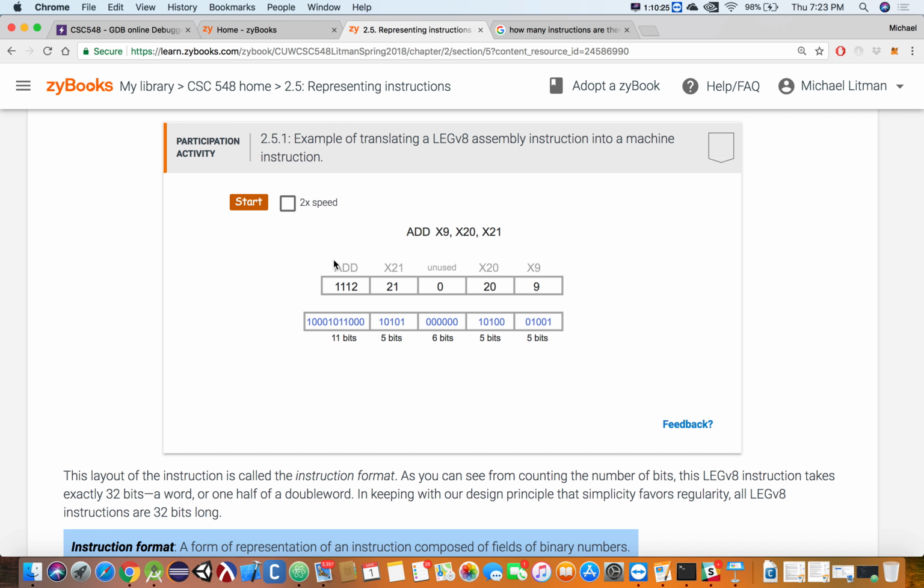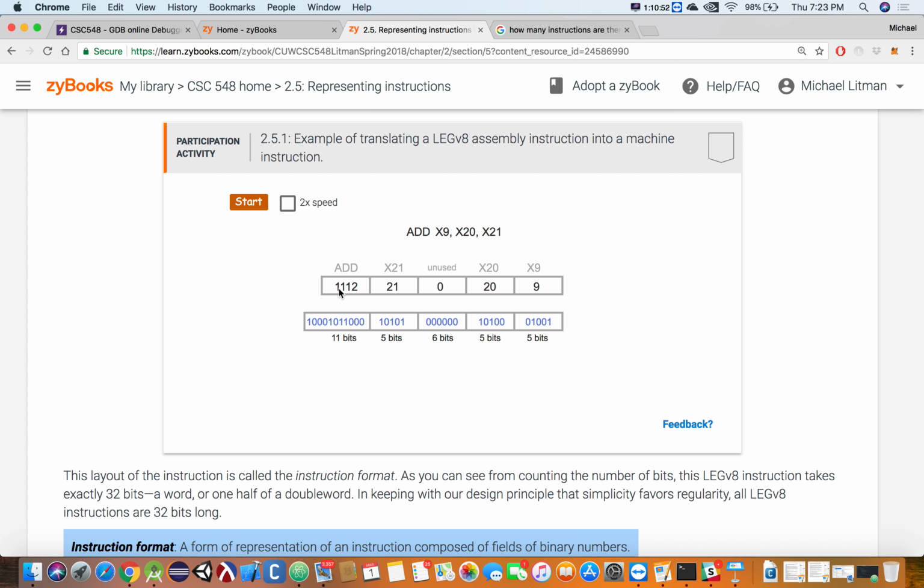That low level line then gets converted into binary. Here's the middle of that conversion: we convert add into its indexed value. So add is instruction 1112. X21 is numeric register 21. This unused place is for shift space, which we'll see in a little bit. X20 is register 20. X9 is register 9.